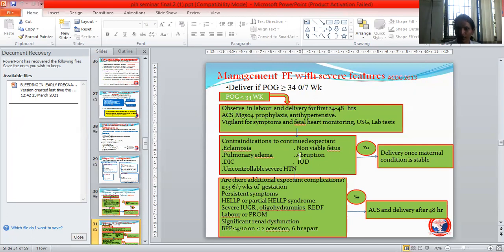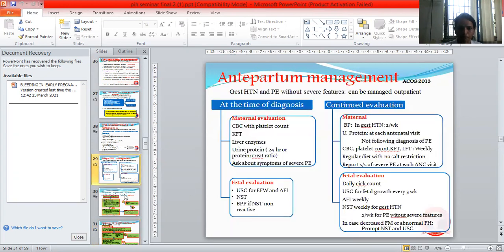So if there are no contraindications to expectant management like eclampsia, pulmonary edema, DIC, uncontrollable severe hypertension, or abruption with intrauterine death or a non-viable fetus, then we can continue with monitoring up to 34 weeks. And then also give antenatal corticosteroid, and then we can deliver the patient after 48 hours. If there are no such features and we continue expectant management, we can deliver once the maternal condition is stable or after 34 weeks of gestation.